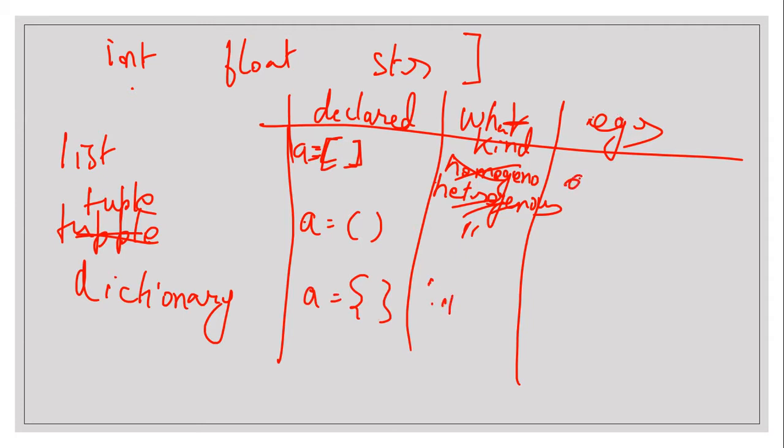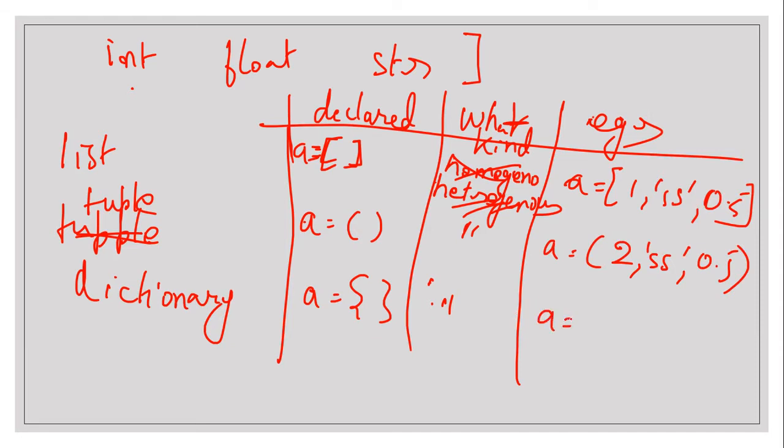Example: a is equal to, in a list, 1, 0.5, for example of list. Tuple, 2, 0.5. Dictionary will be a, and then the key and then the value. Example, suppose roll number, student name.